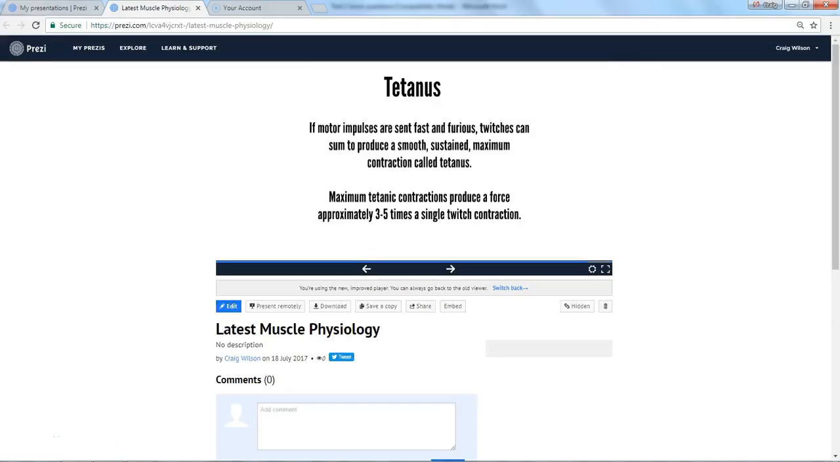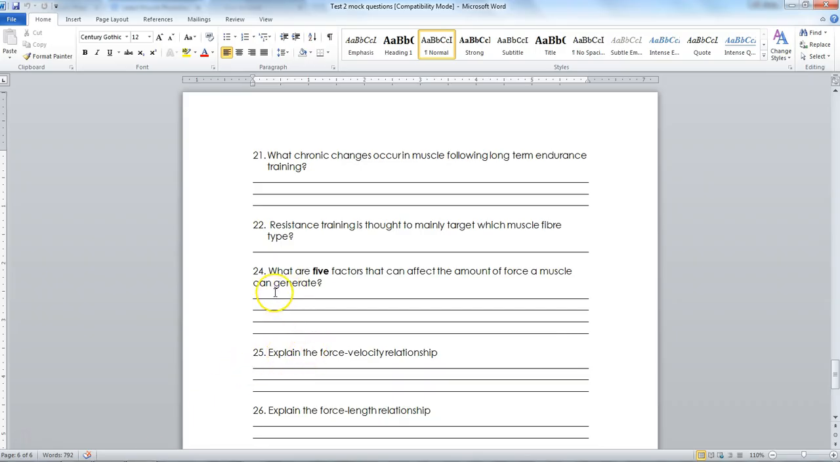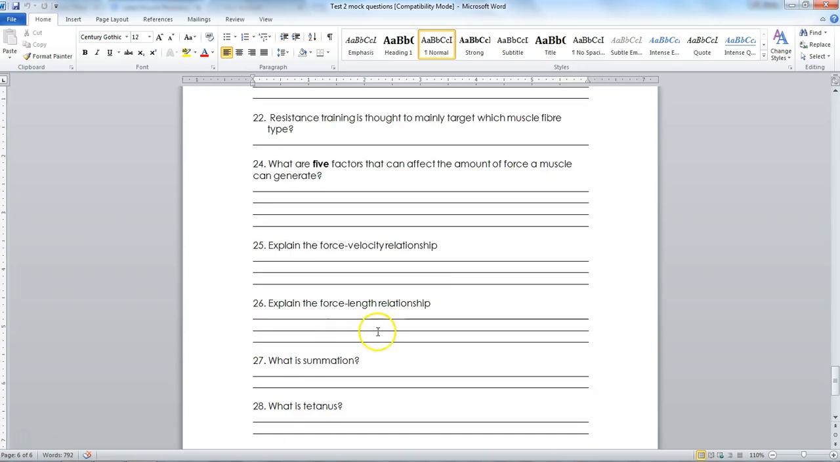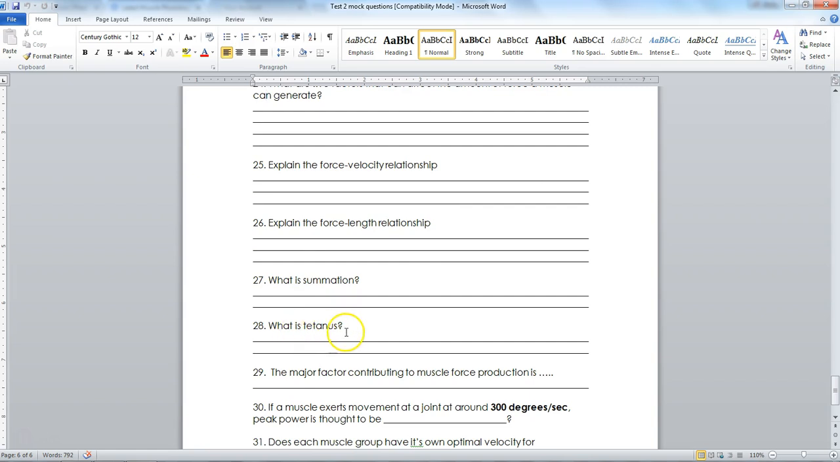We'll dip into our notes just for a minute. So already we've been able to put a couple of things in here. Injury, size of muscle, and the number of motor units recruited. So 3 out of 5 go in there. We can also track down to here what is tetanus. Tetanus is a smooth, sustained, maximal contraction.